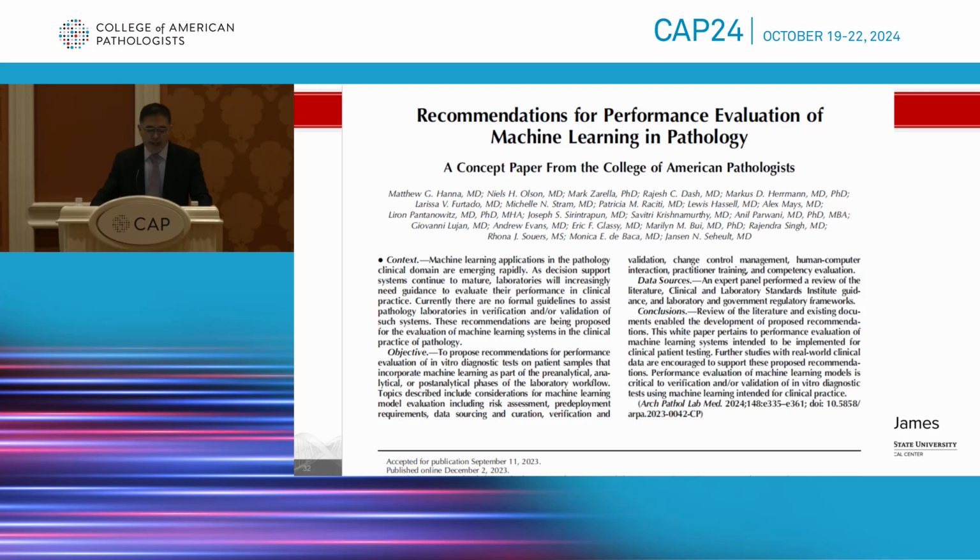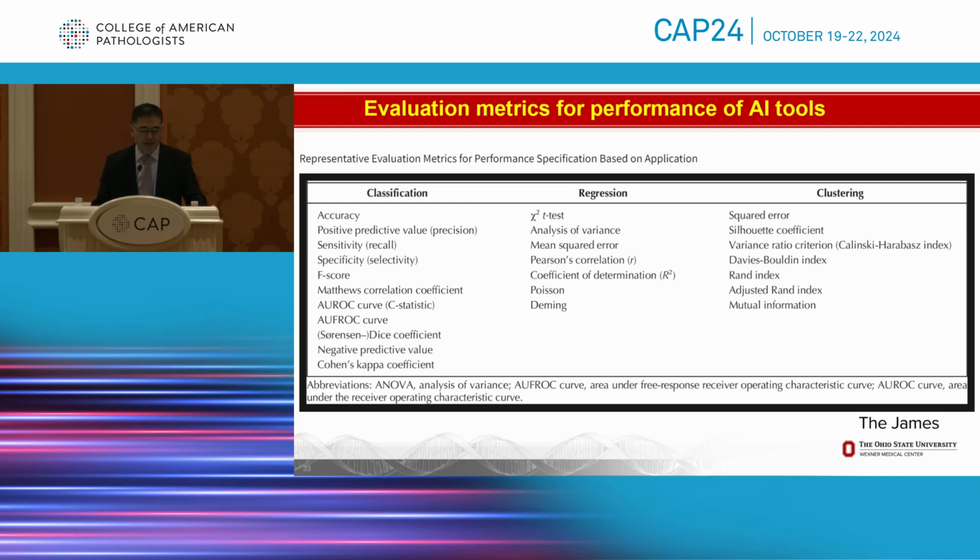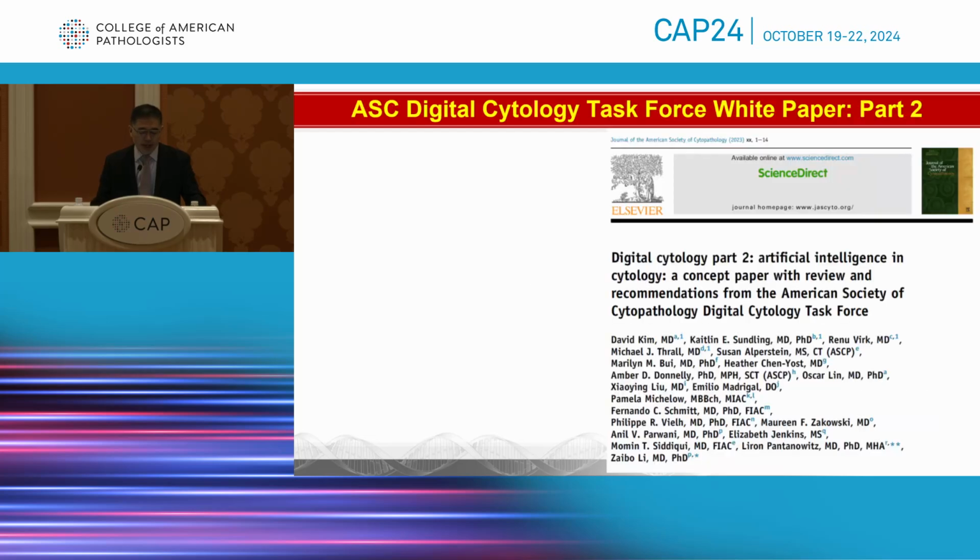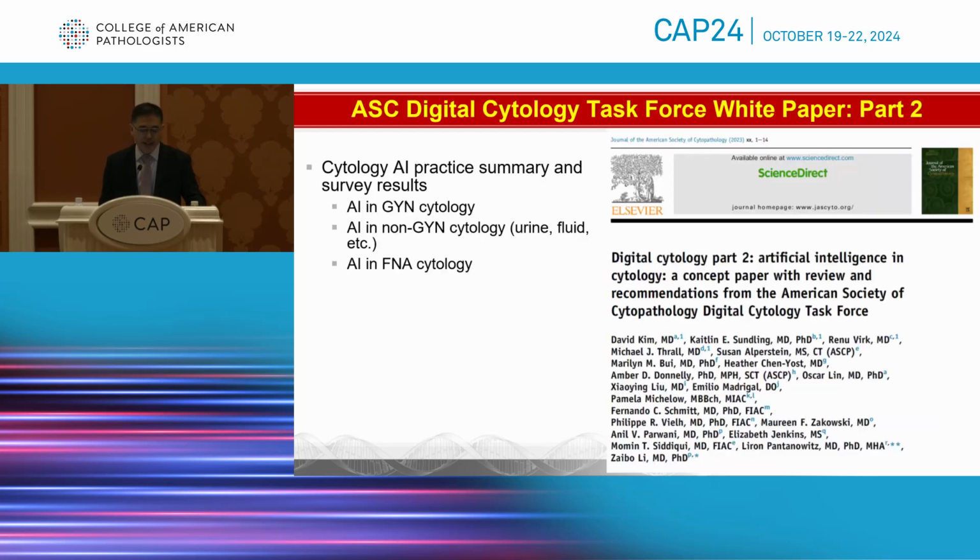The CAP, together with other societies, including DPA, published this recommendation, I think early this year. It's available now for performance evaluation of machine learning AI in pathology. They put out some performance-specific metrics on how to evaluate the AI tools before you can use them clinically. And at ASC for cytology, we also published a consideration, not recommendations, before you implement or validate those AI tools for your clinical practice.